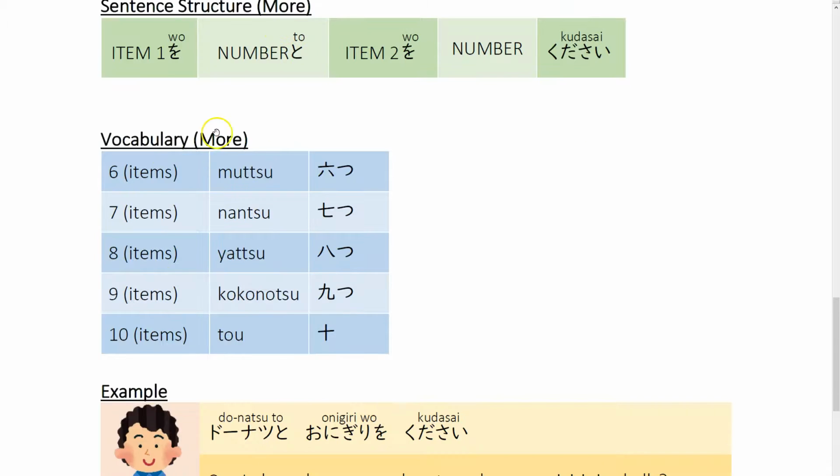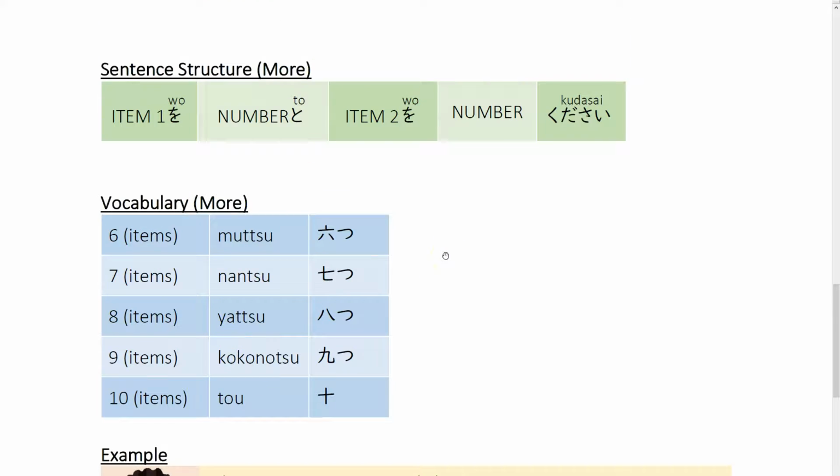Now, this introduction sheet does actually have a second page where I've given you a more complex sentence structure and additional vocabulary. So these are strictly optional. It's for those students wanting the extension. So if you're wanting to order more than one item as well as multiples of each item, this is where you would use this sentence structure. So item 1 o number, to item 2 o number, kudasai. So it's actually very similar to the original structure. We're just remembering that to means and.